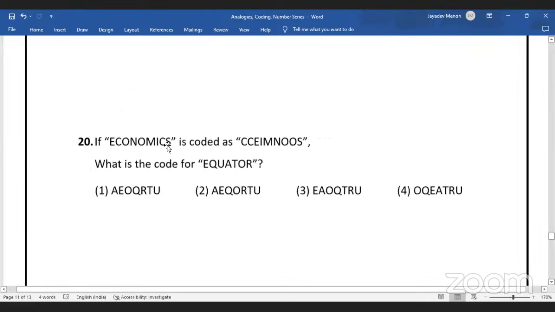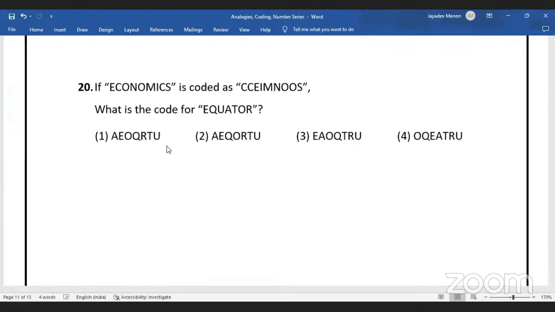Next question. Very good, Kavya. Option 1 is correct. Answer is option 1.